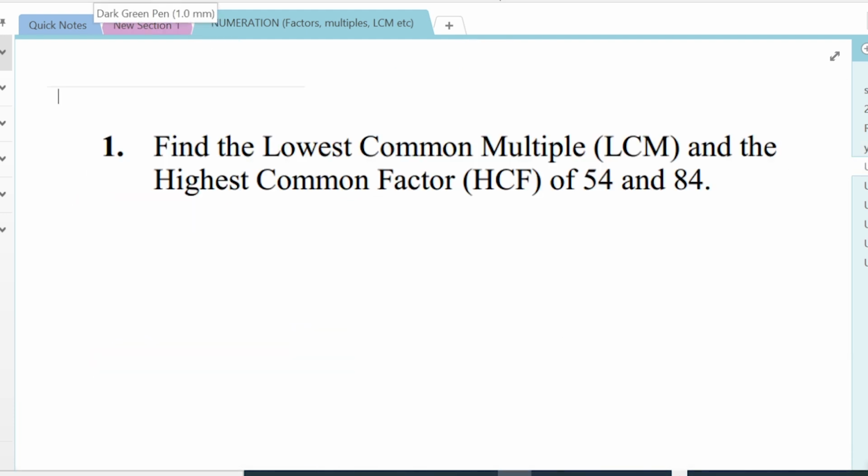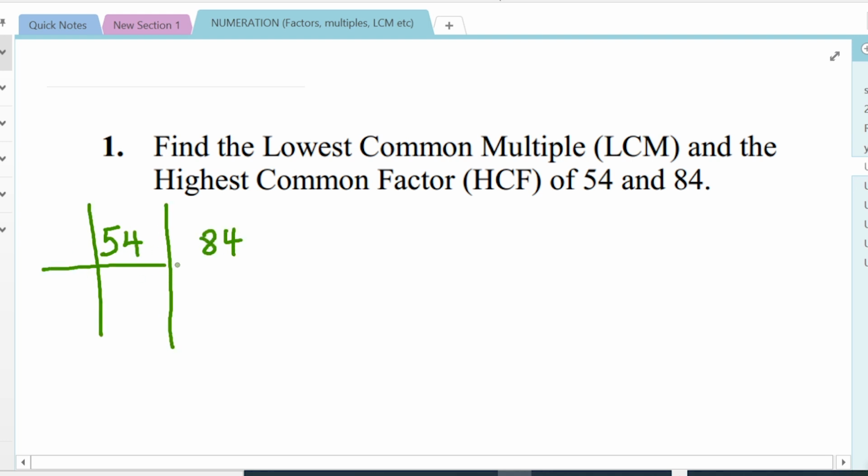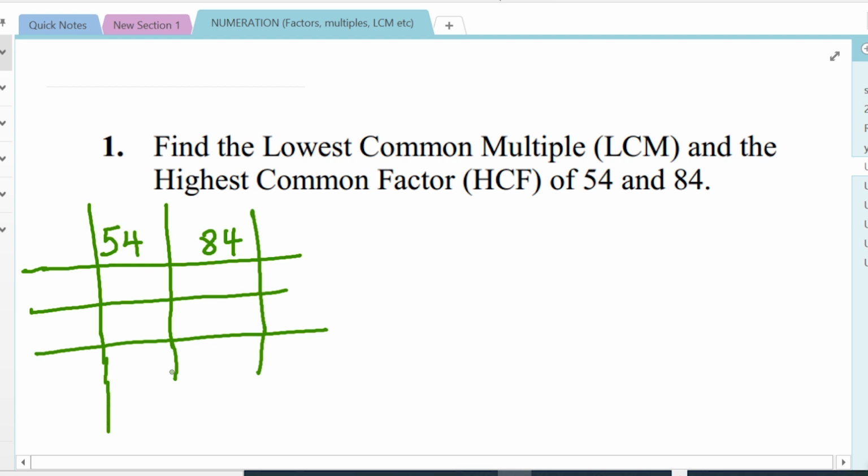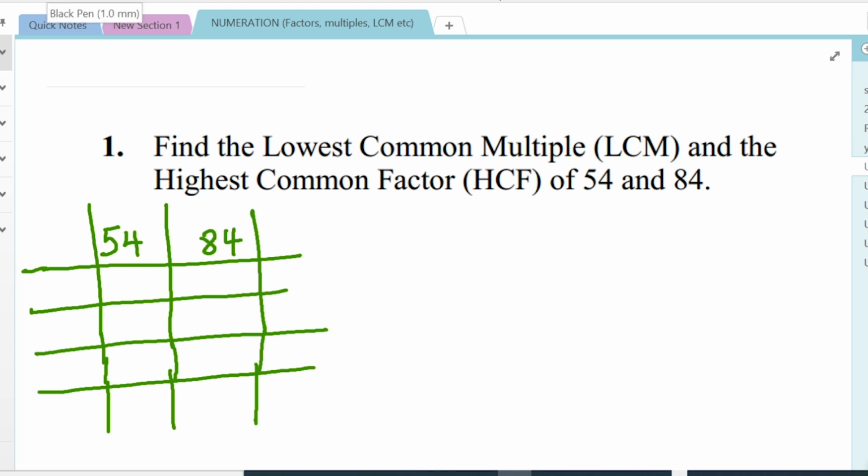So moving on to this one, find the lowest common multiple and the highest common factor of 54 and 84. So again, this is 54, that is 84, like that. We factorize them together like that. So we shall begin by factorizing them. We begin with common factors, like prime numbers or something like that. So we begin by 2. If I put 2, 54 divided by 2, what do I have?